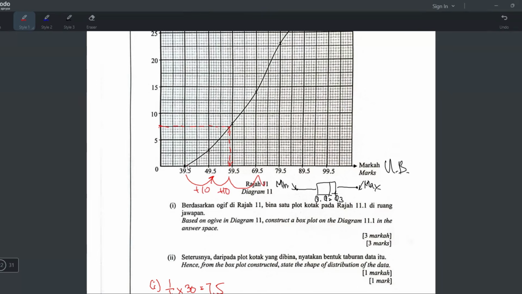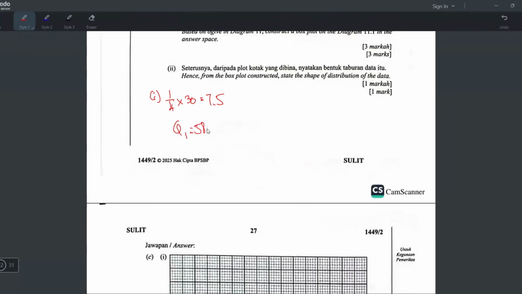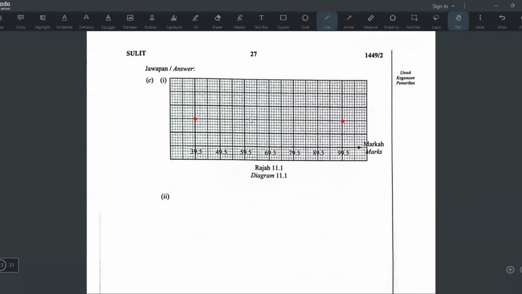If you want to know how much one small box is, just take 10 divided by 10, so it's 1. So what is 59.5 minus one box? 59.5 minus 1, so 58.5. And of course, after you do this working, you have to draw in the space provided here also. So 59.5 minus one box is here, right? I'm just going to put a line here. That's going to be my Q1.